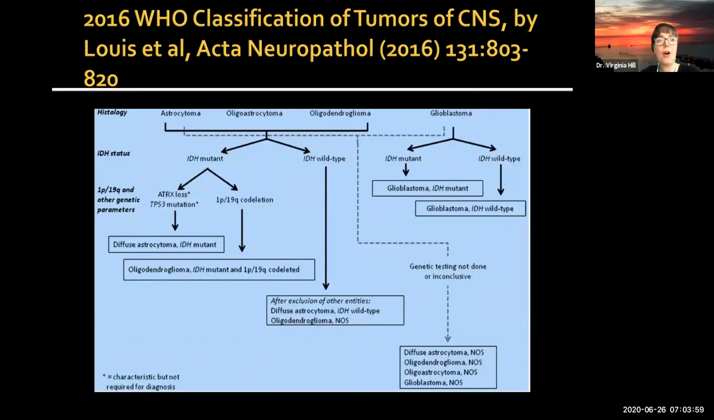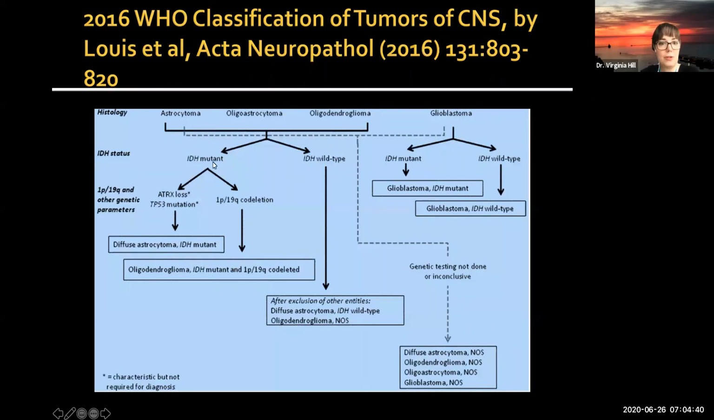The 2016 article that described this classification is in Acta Neuropathologica, and I'm sure you've seen this chart before. It basically explains in that 2016 work how they differentiated these different types. Previously, we sometimes had a category called oligoastrocytoma that really no longer exists. Now everything, in terms of gliomas, is either astrocytoma, oligodendroglioma, or glioblastoma, and you can determine what they are by looking at this IDH mutant or IDH wild type designation, which we will talk about further in just a moment.